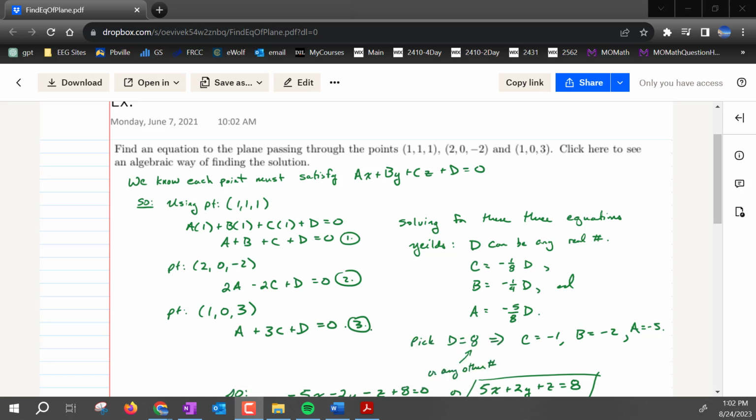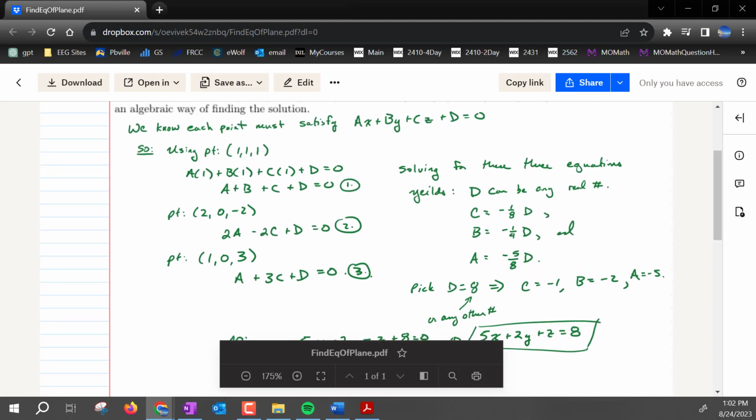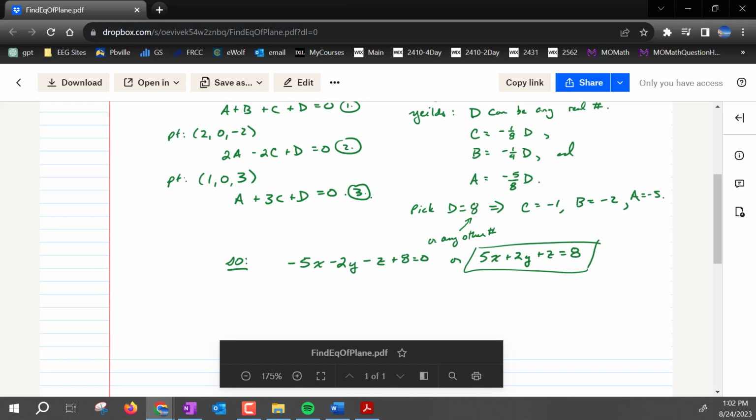So what we need to do then is solve these 3 equations simultaneously. We could go ahead and do so. I plug them into an equation solver; you could have worked it by hand. And we found that d could be any real number. It's called a free variable. Then we could solve for c, b, and a all in terms of d. Once I pick a number for the variable d, I can find the corresponding a, b, and c. And from there, we found that a was negative 5, b was negative 2, c was negative 1.